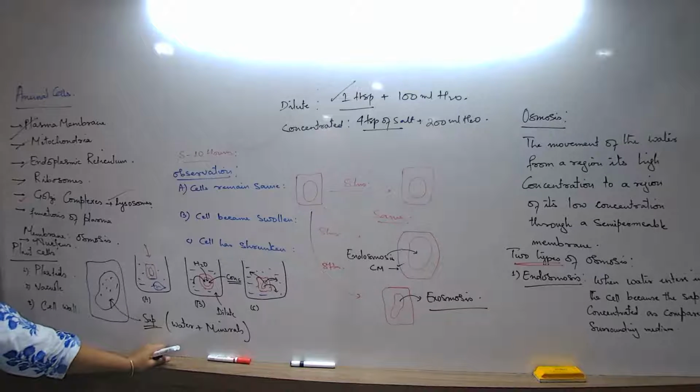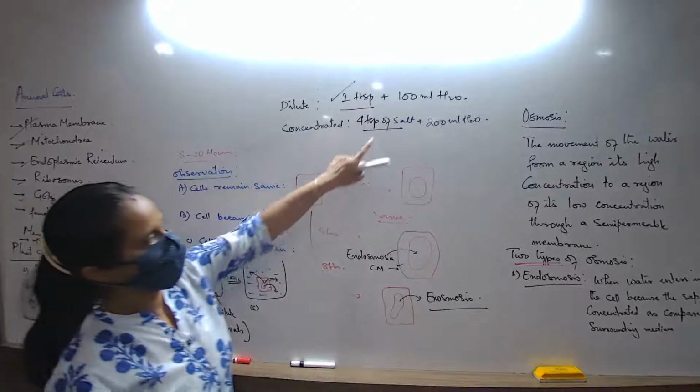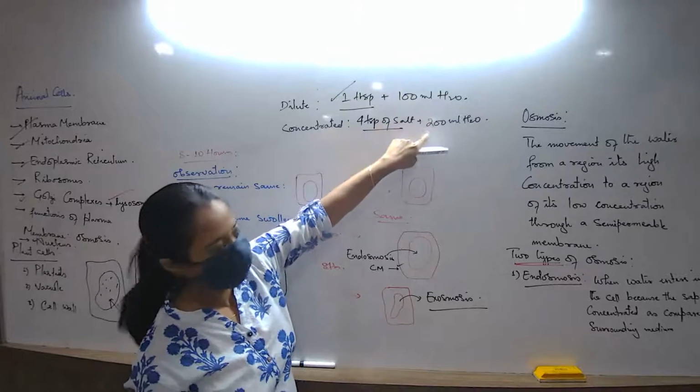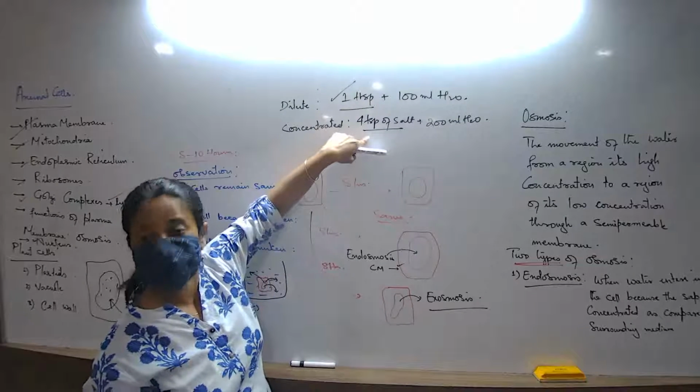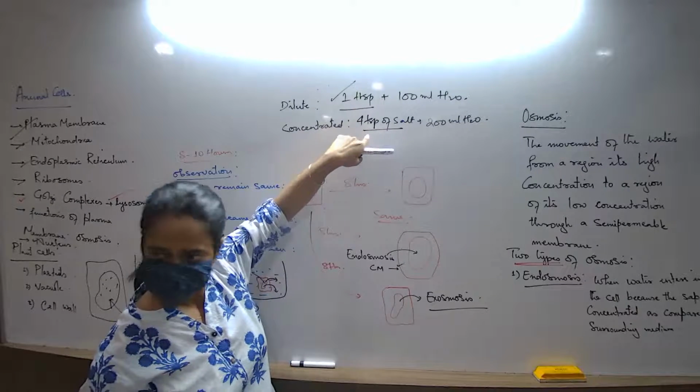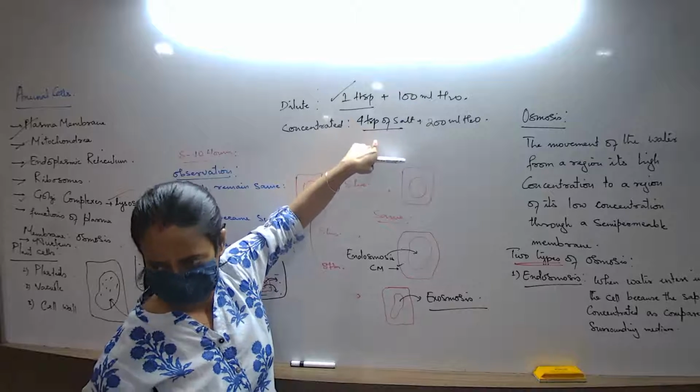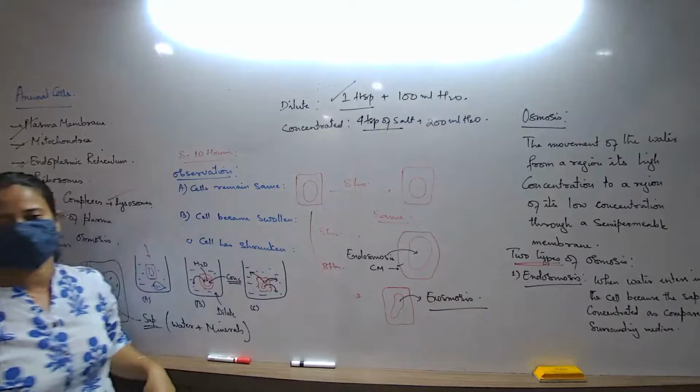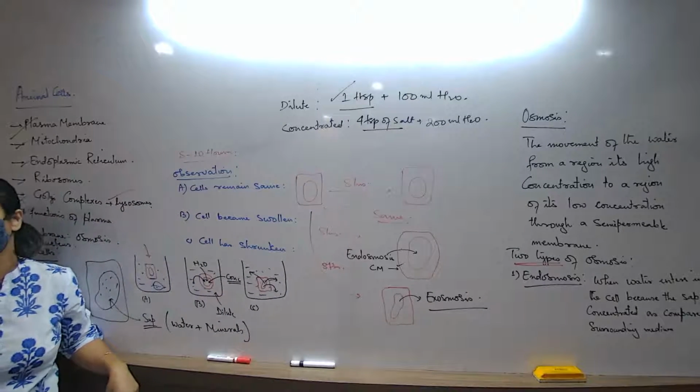The second one is still concentrated. The amount of water is double, but the solute is not just double, it is more than double. So it is still concentrated. That is the way you have to understand what concentrated and dilute mean.